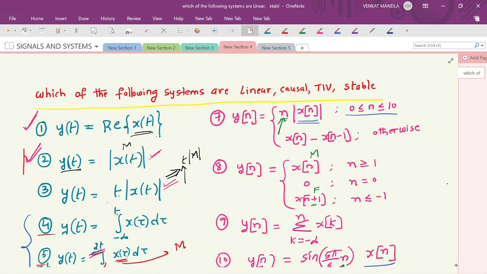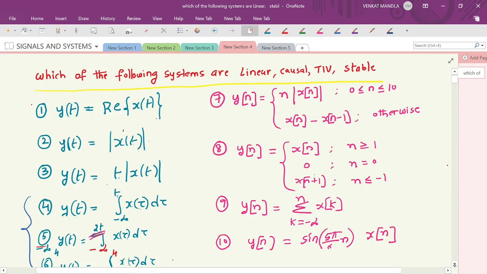So the first question, y(t) equal to real part of x(t). Are there any future inputs here? y(0) equal to real part of x(0), y(1) equal to real part of x(1), y(2) equal to real part of x(2). The present output always depends on the present input. So it is causal. There are no future inputs. Similarly, second one also. Only x(t) is there, mod x(t). There are no advanced terms there.